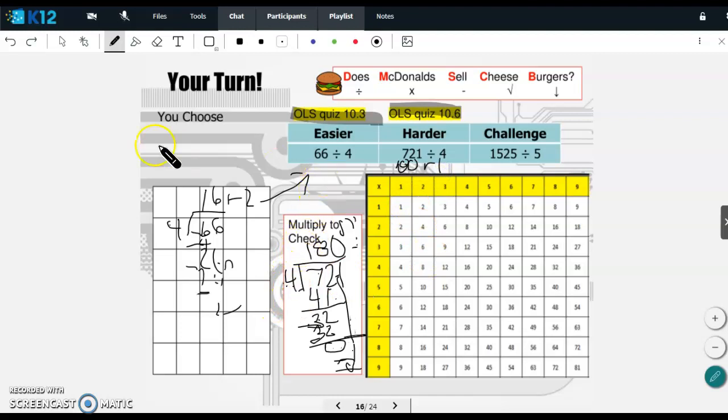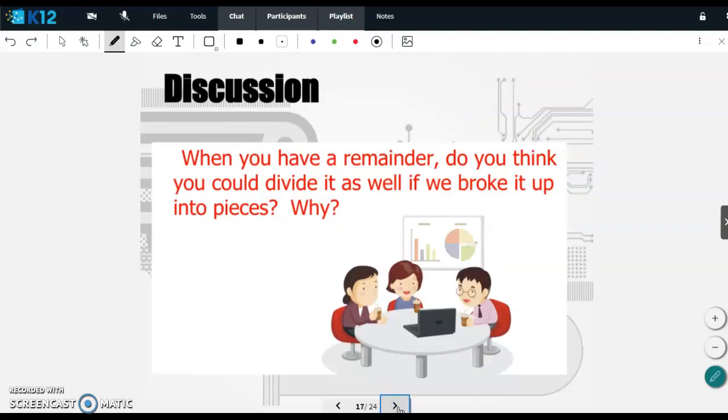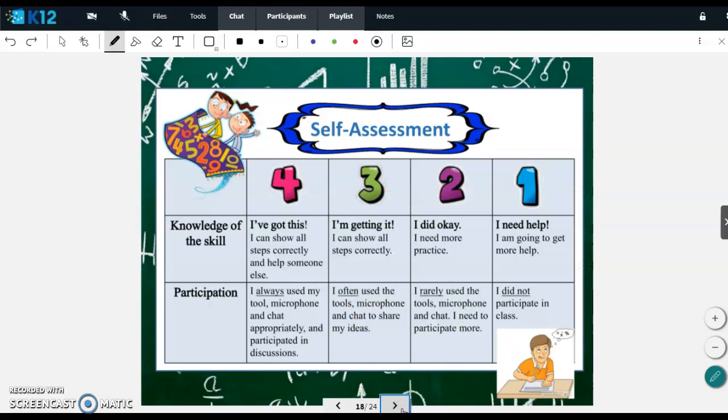So 4 times 1 is 400. I'm going to put it up here. 4 times 80 is 320. And then I add my remainder of 1. And I get 721. Now I'm good. Okay, see, that's why I always check it. You should check it too, okay? So when you have a remainder, do you think you could divide it as well if we broke it up into pieces? Why? So just think about that, okay?